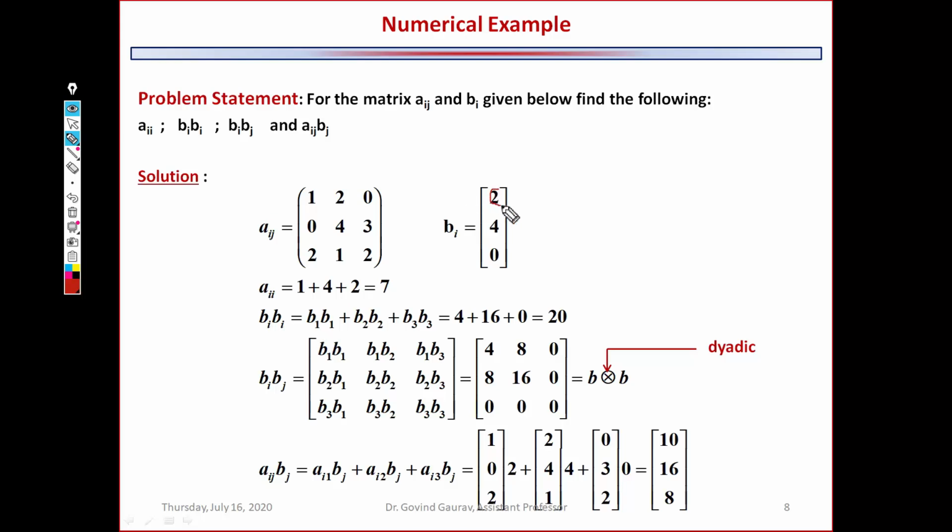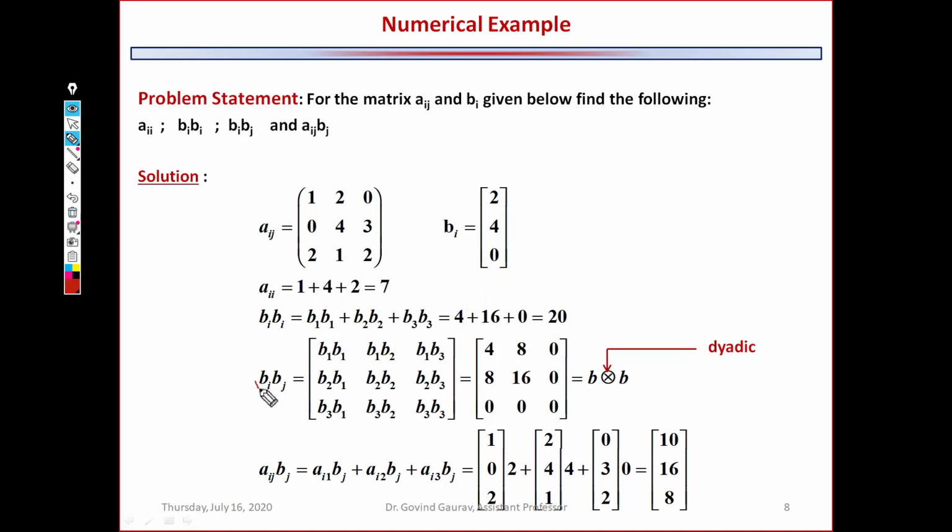So the first value will be 2 multiplied by 2, which is represented over here. The second value will be 4 multiplied by 4, which is 16, and the third value will be 0 multiplied by 0, which is equal to 0. So if we sum up all these values, we will get a value of 20.